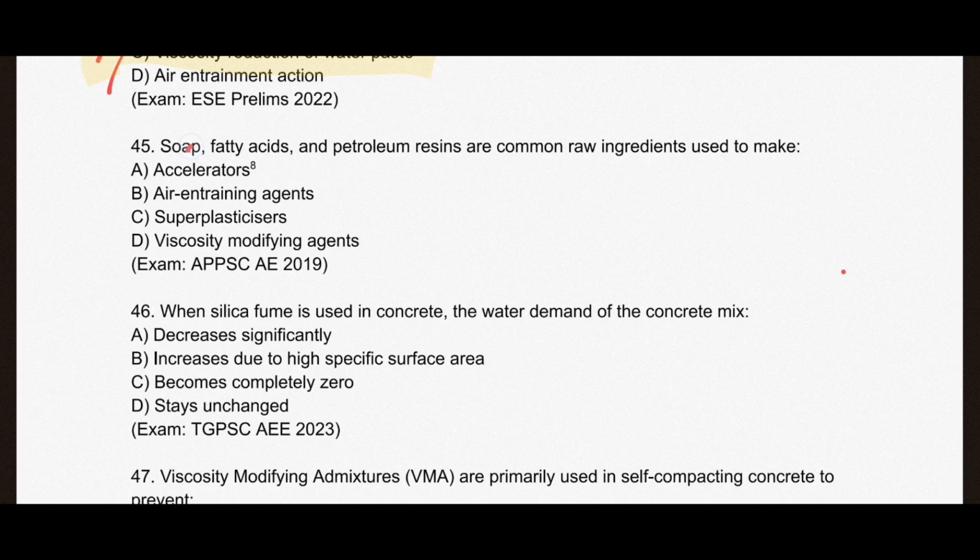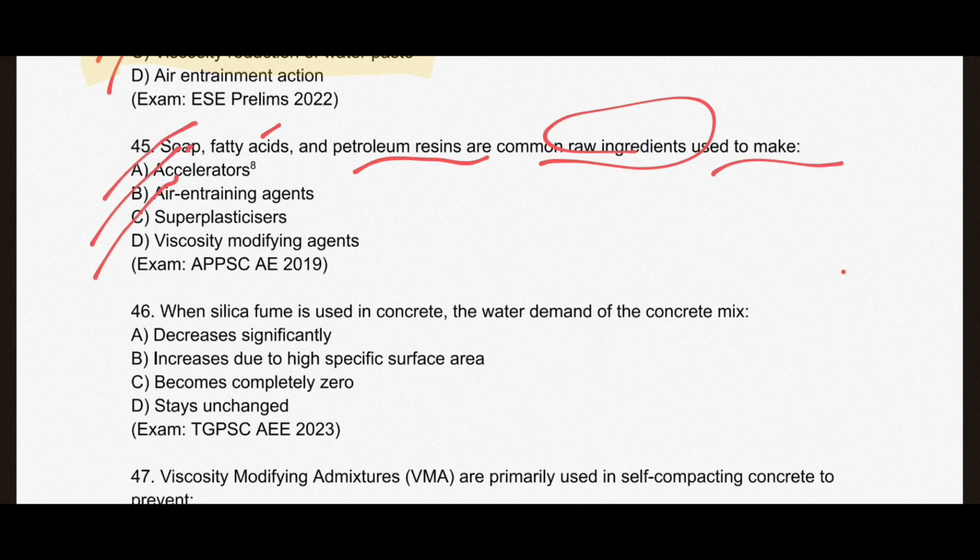45th question. Soap, fatty acids, and petroleum resins are common raw ingredients used to make option A accelerators, option B air-entraining agents, option C superplasticizers, and option D viscosity modifying agents. So the answer is air-entraining agents. Okay.